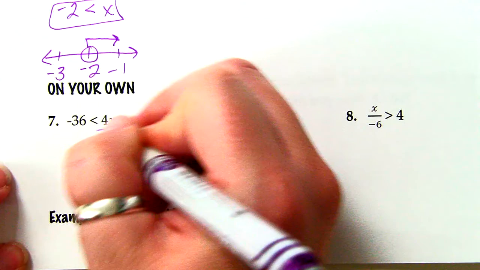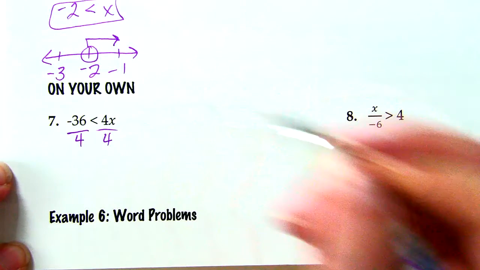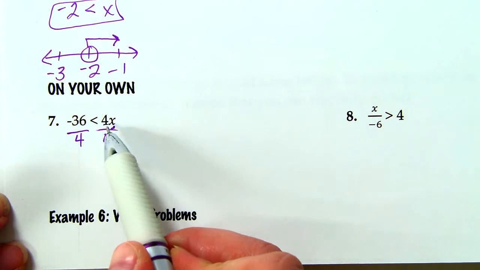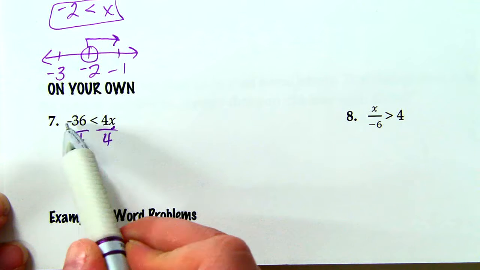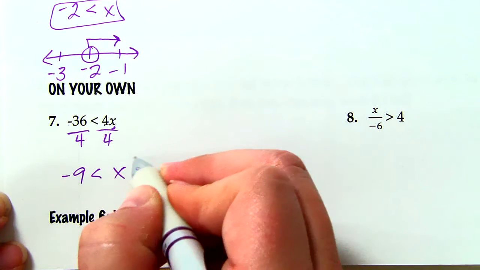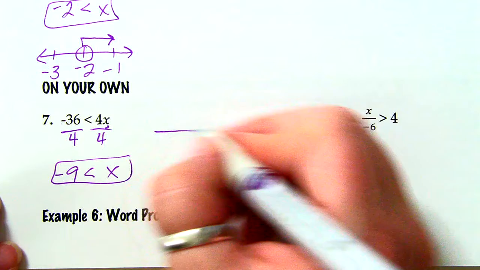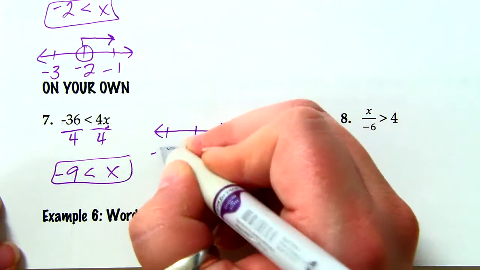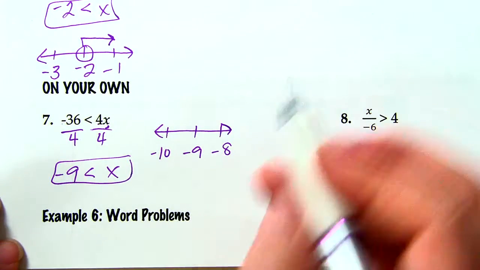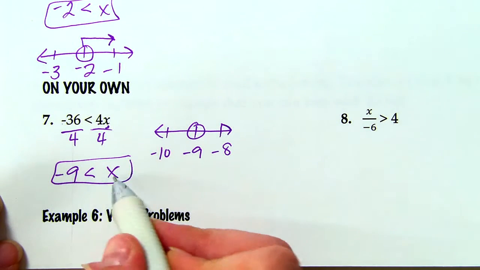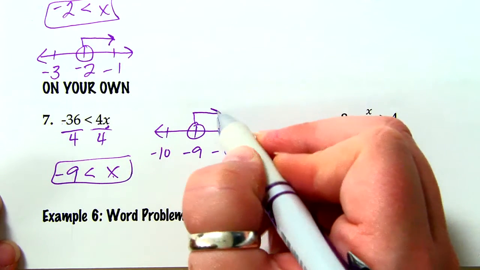Okay, you should have divided by 4. So again, because the number that's attached to the variable is not negative, we're not flipping this. Doesn't matter that that one's negative. So -9 and then x. And then your graph should have -9 in the middle, one bigger, one smaller. So then a circle on the -9, and because x is greater, it goes towards the -8.